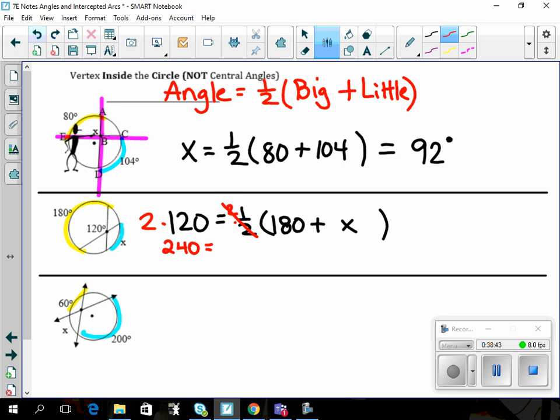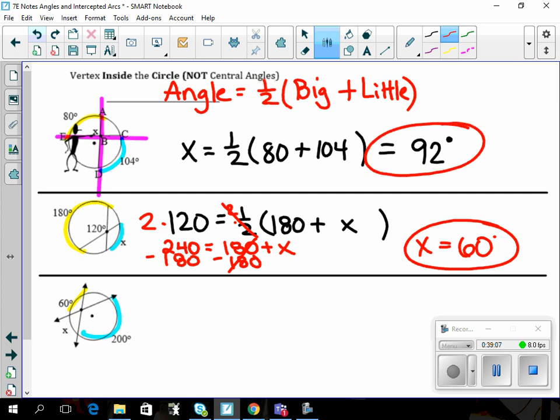Is that right? So 240 is equal to 180 plus x. I don't have to worry about the negative sign, do I? It's kind of nice. But I am still doing what to both sides? Subtracting, right? So I'm going to subtract 180. And what's x equal to? Lovely. Awesome. Good. Again, where the vertex of the angle is tells me what formula I'm using. Okay? I have 4 choices here.